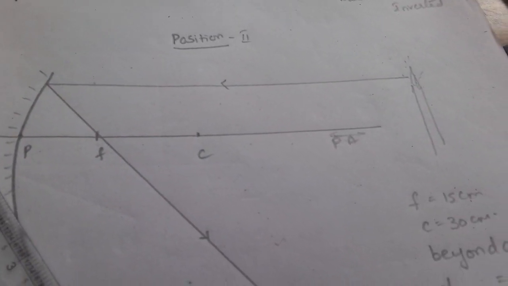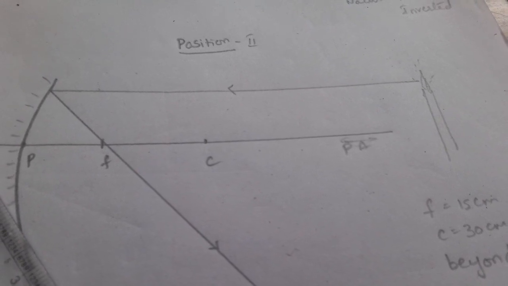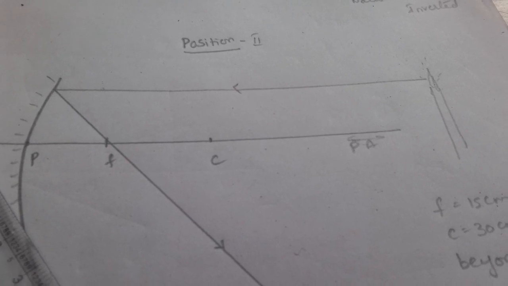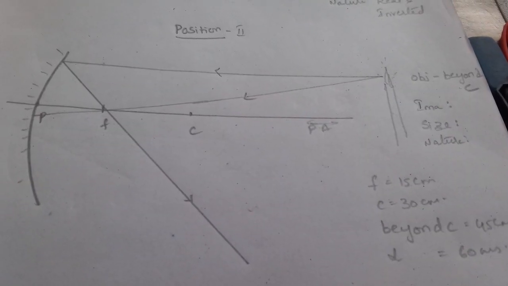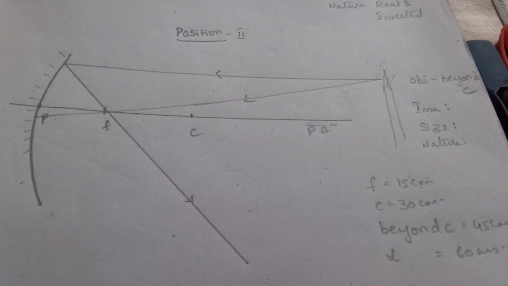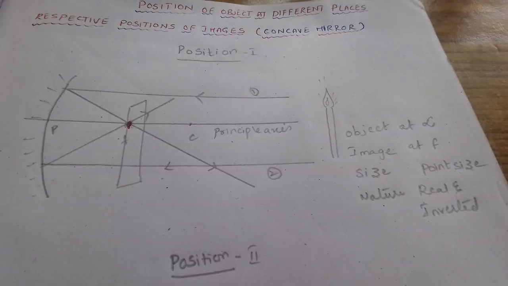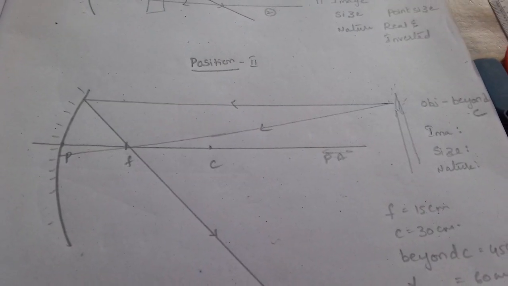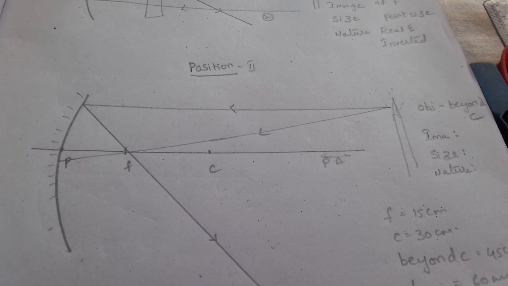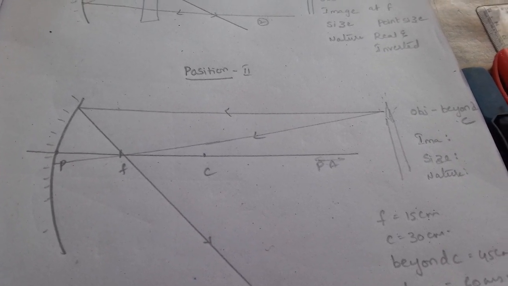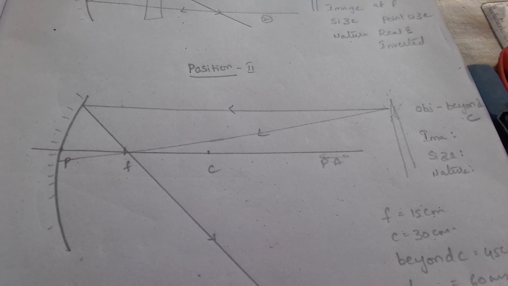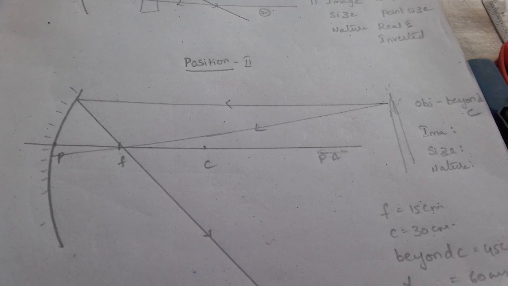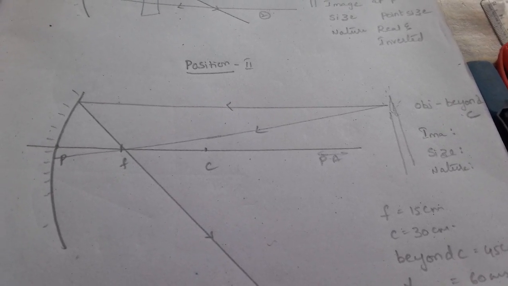Here we consider a ray which is traveling parallel to principal axis from the object and passing through focus. In this case, we consider the object beyond C. In the previous case, the object is at infinity. Now the object is brought a bit closer to the mirror, that is beyond C, at 45 centimeters. This 45 centimeters is not a fixed measurement. This is for understanding that we have considered the distance.